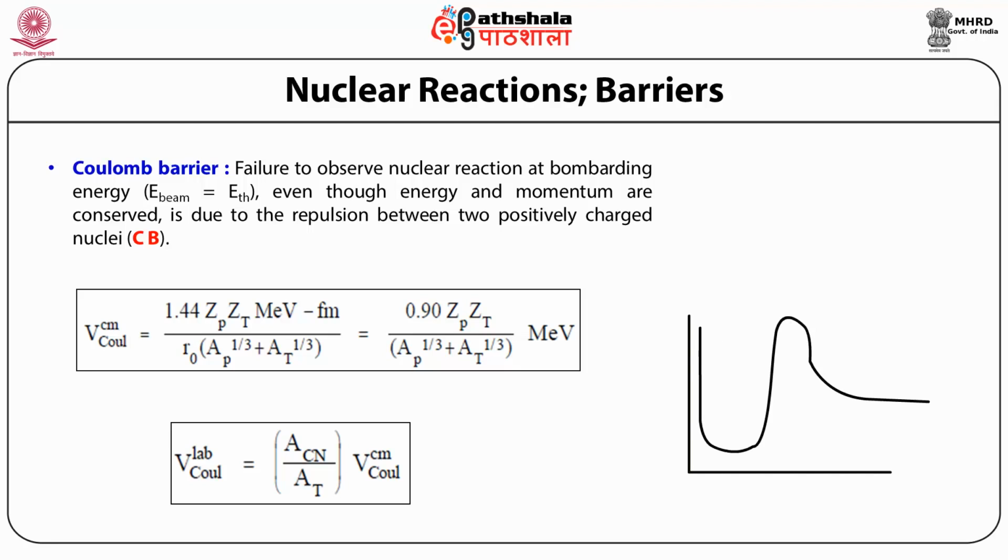But experiments are done in the lab frame. So we need to know how much energy of the projectile is needed to have a nuclear reaction. So we need to convert this center of mass energy into lab energy to get the proper idea of when the reaction can happen. To obtain the Coulomb energy in the lab frame, we use this formula: V Coulomb lab is equal to ACN over AT times V Coulomb center of mass, where ACN is the total mass of the system, that is A of the compound nucleus, upon A of the target.